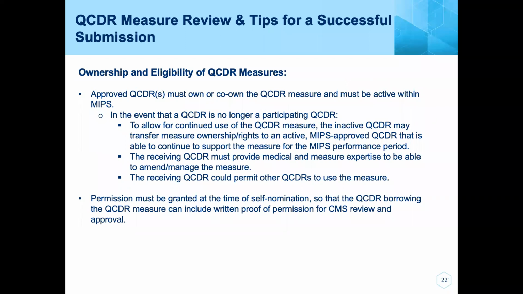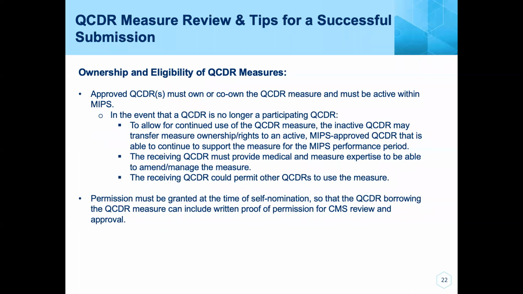So, ownership and eligibility of QCDR measures. For a QCDR measure to be active within the program, it must be owned or stewarded by an approved QCDR that is active for that performance period of MIPS. So in the event that a QCDR decides to not self-nominate for the next year, for example, and they own measures, but they still want those measures to have continued use in the program, the inactive QCDR may transfer measure ownership rights to an active MIPS-approved QCDR that is then able to continue to support that measure.